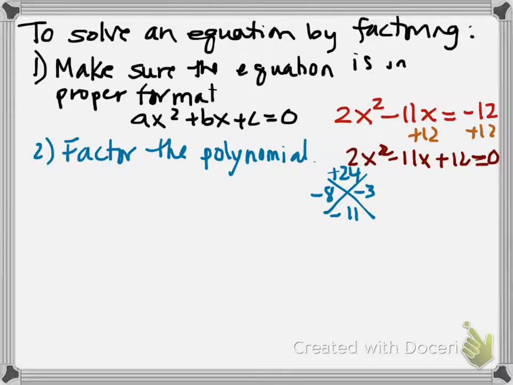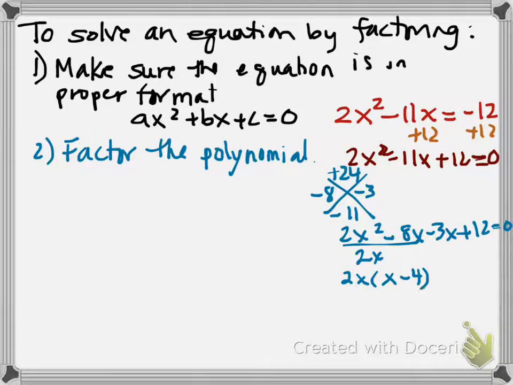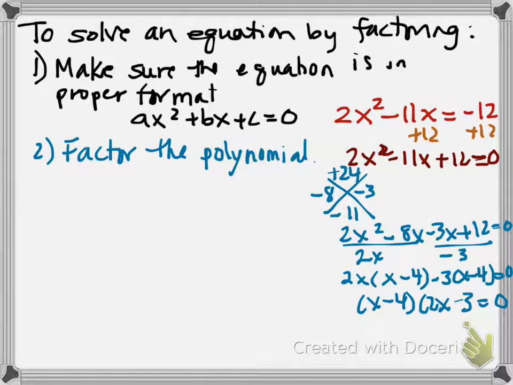Now, because I do have a quadratic coefficient that isn't equal to 1, I'm going to have to do the factoring by grouping method. So that would give me 2x squared minus 8x minus 3x plus 12 equals 0. And then I continue factoring. So these two have a 2x in common, so I get 2x times the quantity x minus 4, and then I have to pull out a negative 3, and that gives me x minus 4 equals 0. So then I have x minus 4 times 2x minus 3 equals 0.